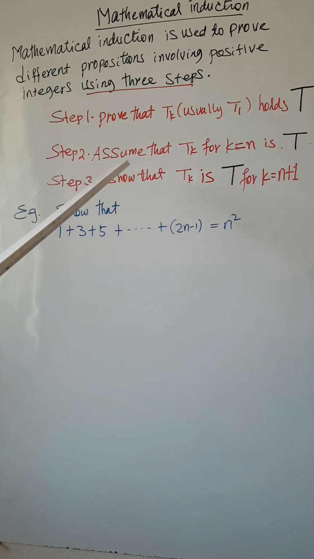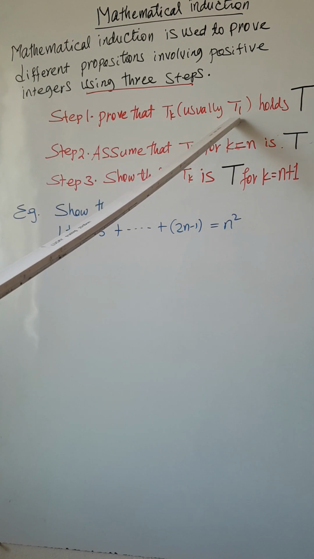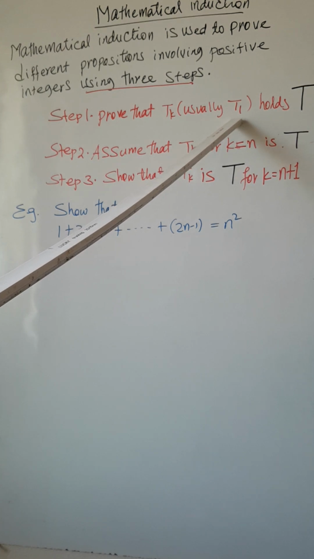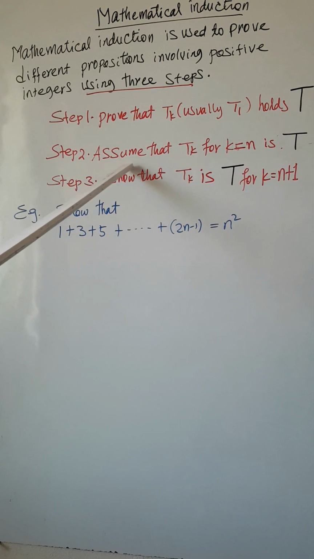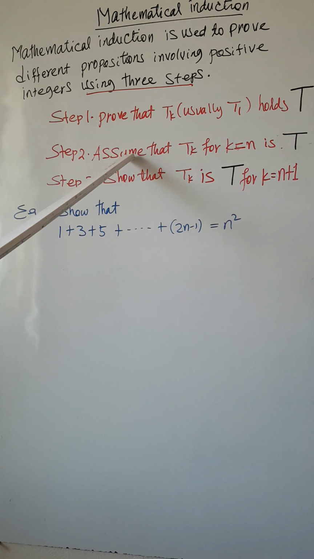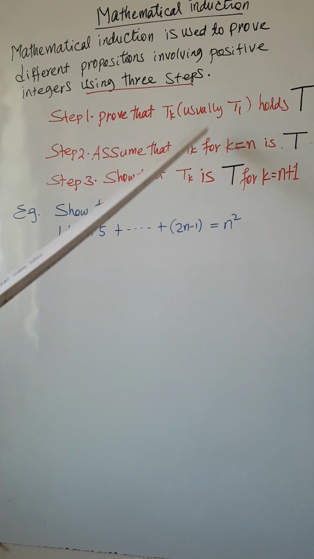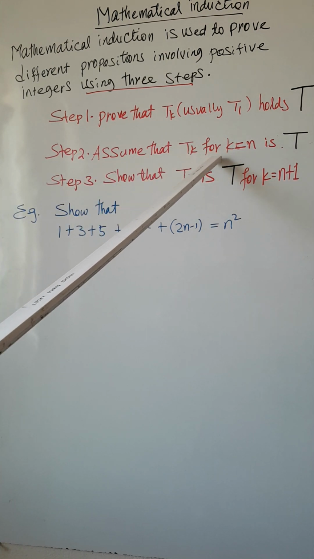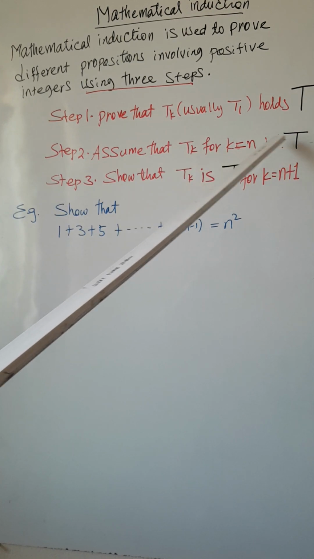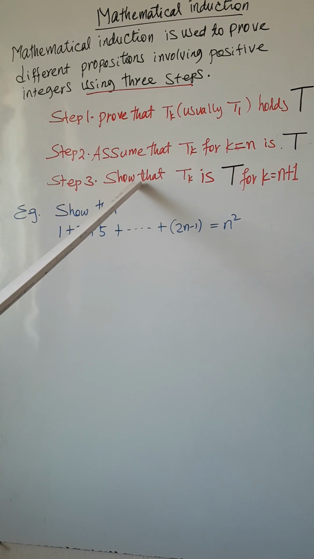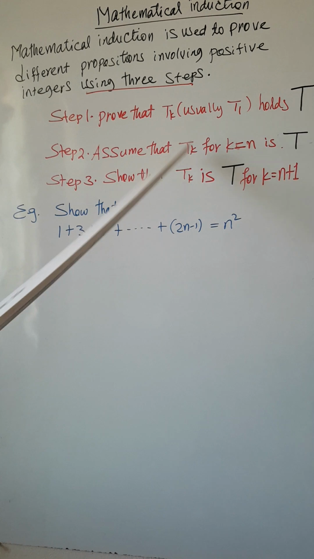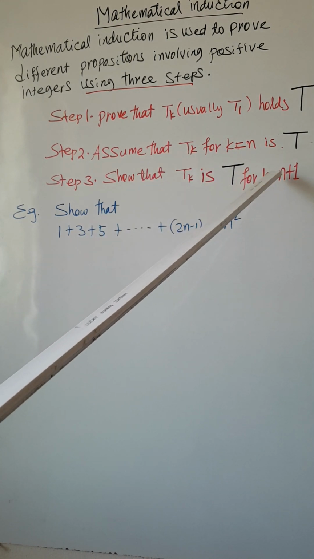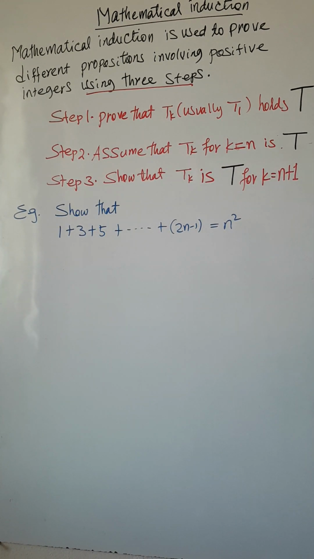The first step, proving the first member holds true. The second one, this is an assumption, assume that the induction is working for tk wherein k is equal to 1. And the third step is claiming it's true for k equal to n plus 1.